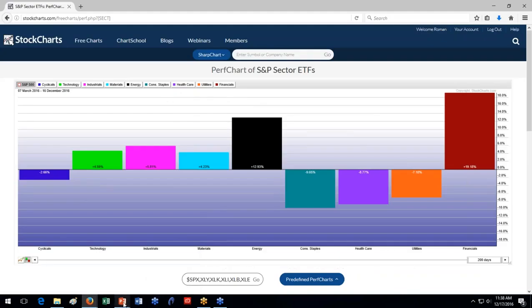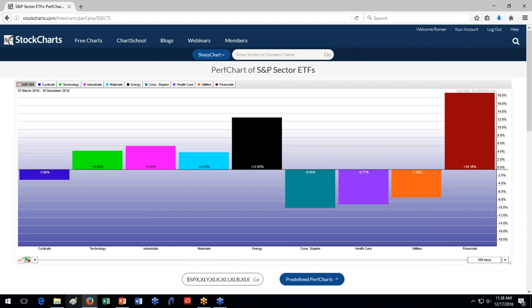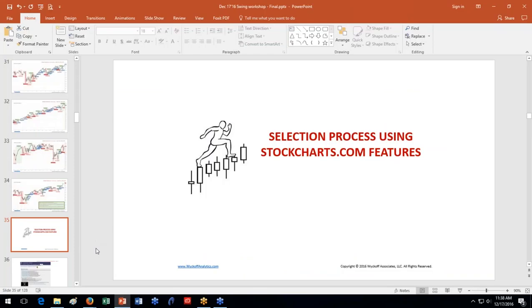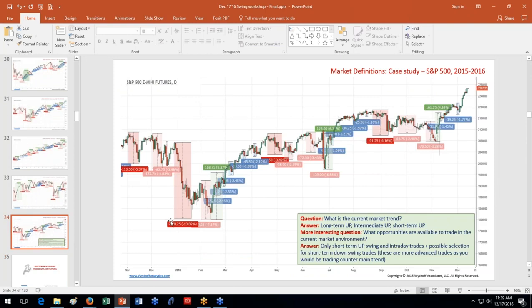Hold on a second. Let me just close this. Oh, okay, I can't. All right. So any of the sectors that were outperforming in January and February lows of 2016, so a most recent example.